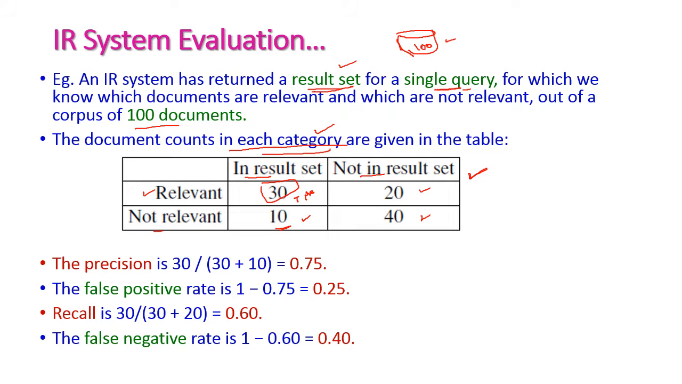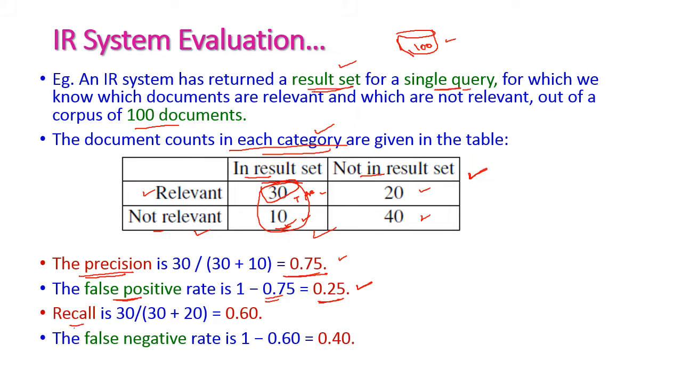Now let us compute the precision. For precision, we take 30, the true positives, divided by 30 plus 10, where 10 is the data which is retrieved but not relevant. So the precision is 0.75. The false positive rate is 1 minus 0.75, which is equal to 0.25.